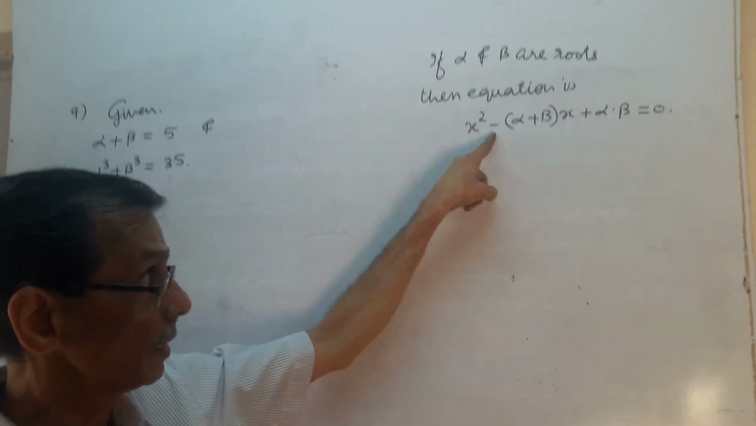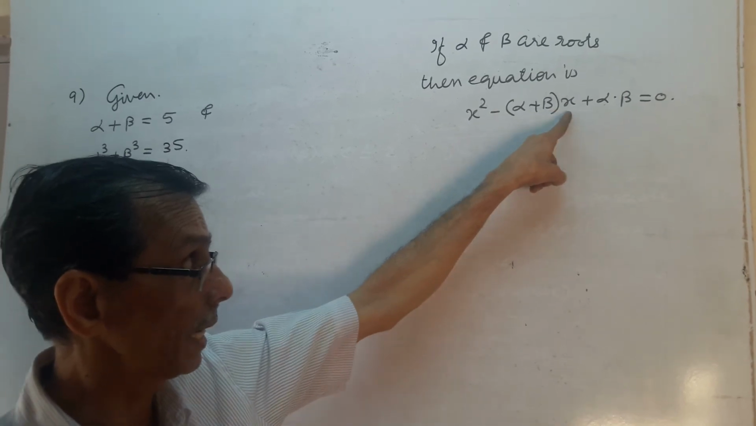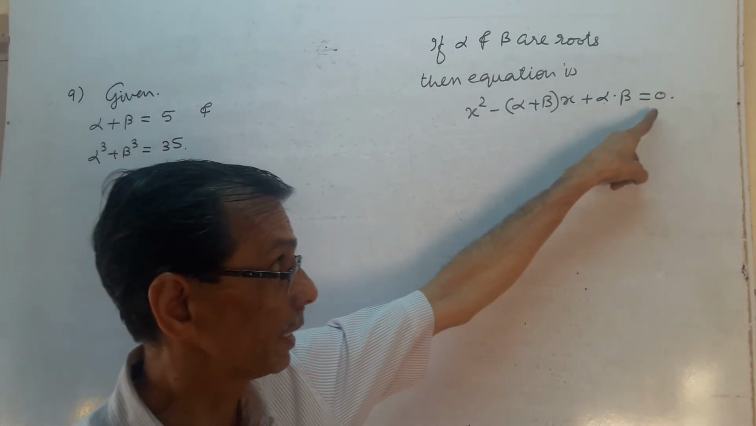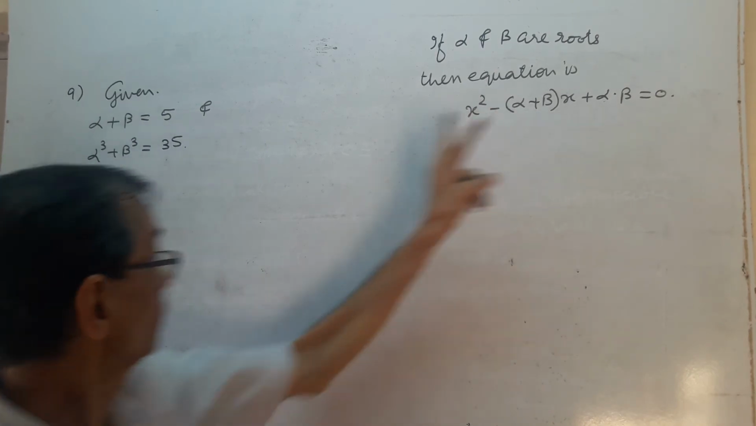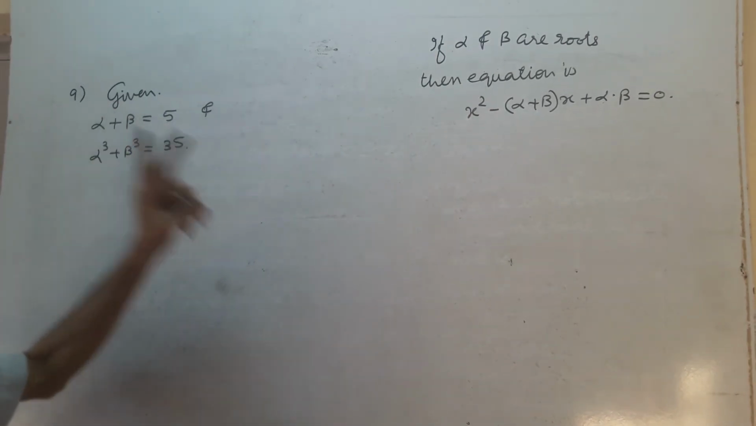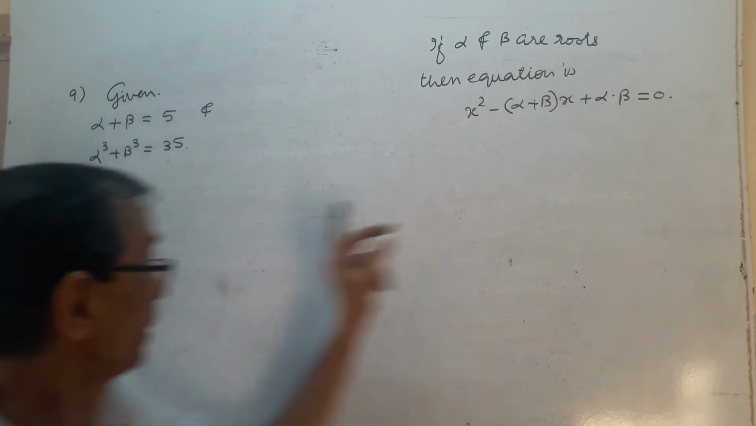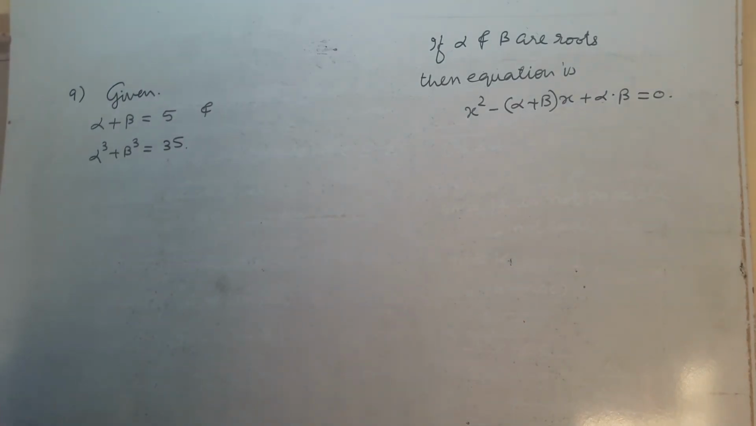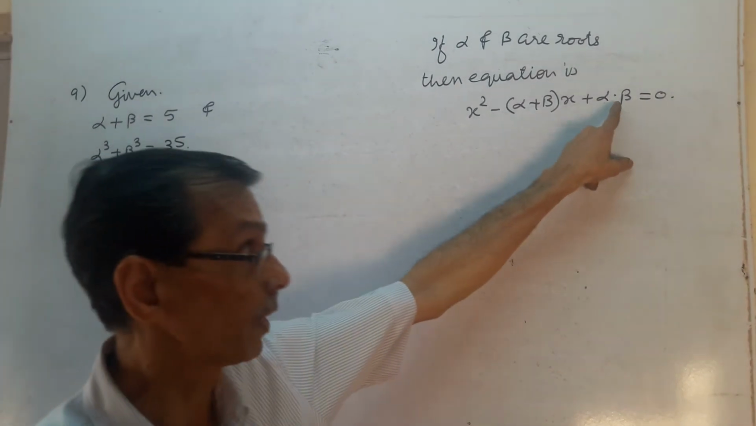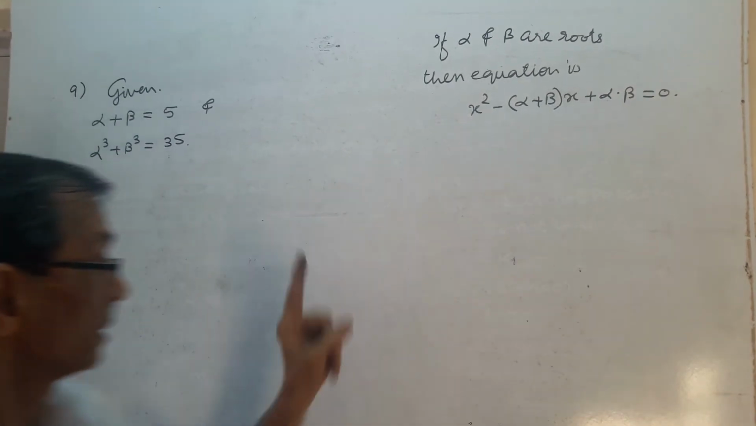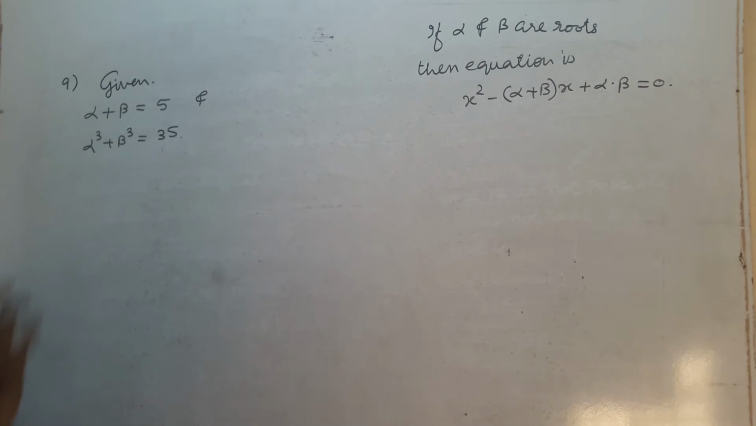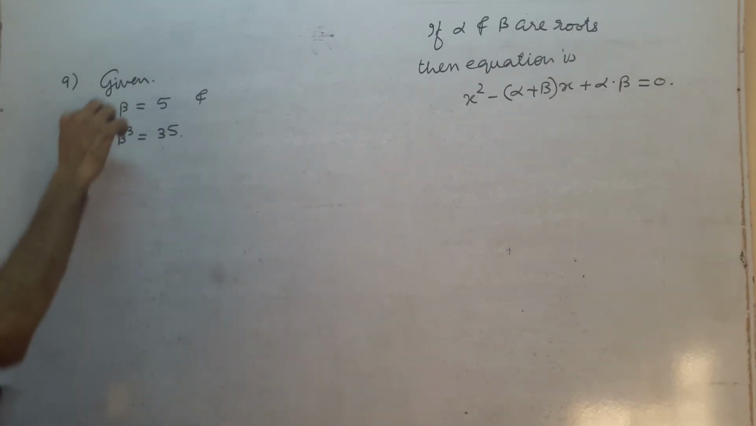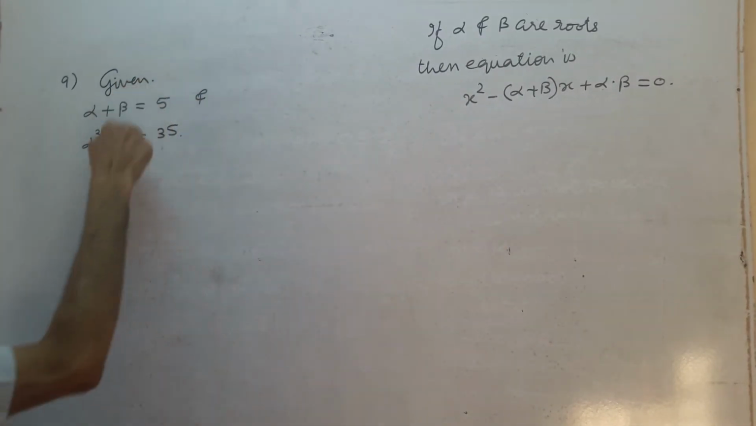But we know the equation, when alpha and beta are the roots, is x square minus bracket alpha plus beta x plus alpha into beta equal to 0. Now here alpha plus beta is the middle coefficient, and this we have, alpha plus beta is 5. But we do not have alpha into beta, so alpha into beta is to be found out. Now to find this, they have given one additional thing, that alpha cube plus beta cube is equal to 35. So can we find alpha into beta with the help of these two?